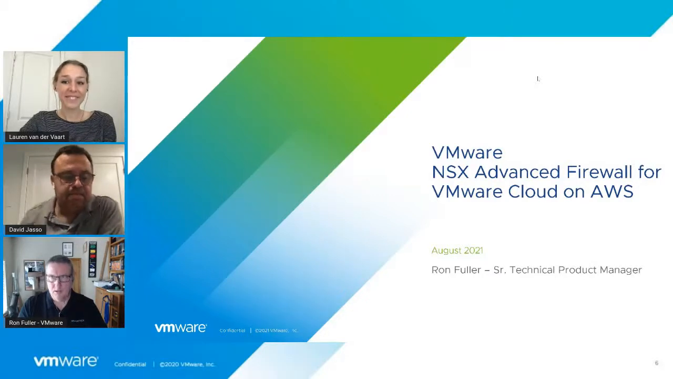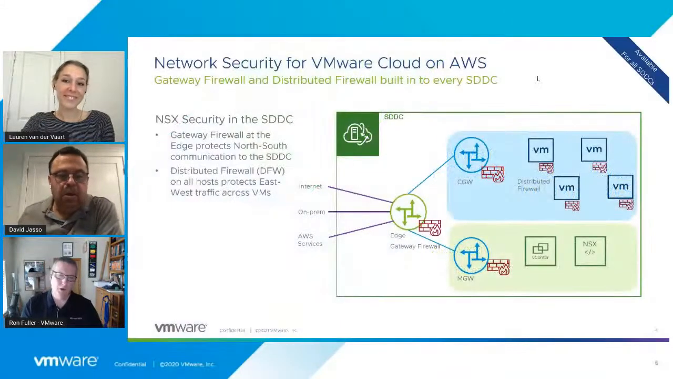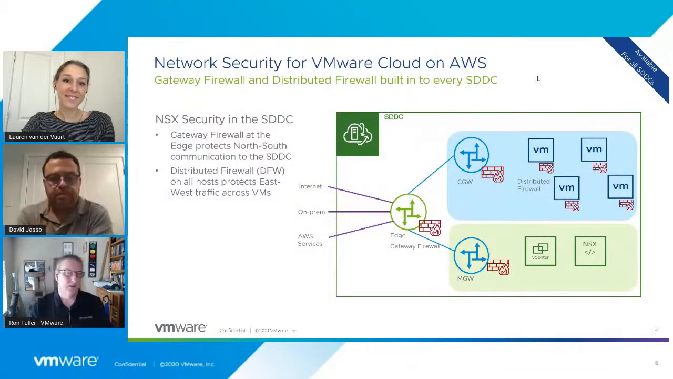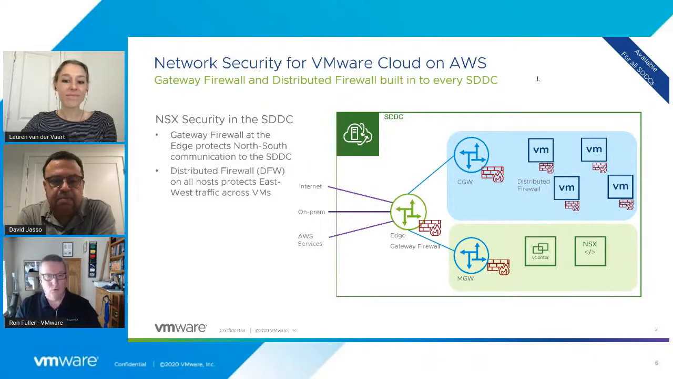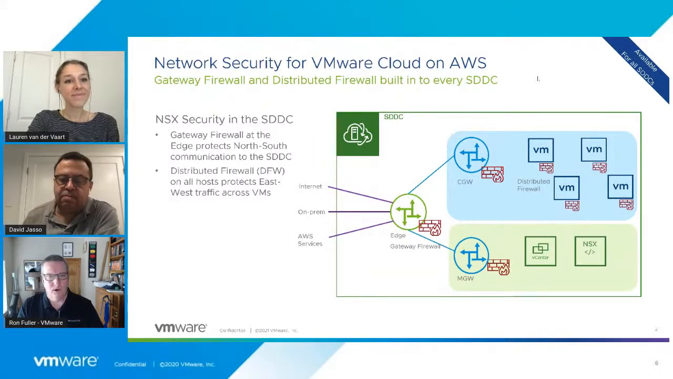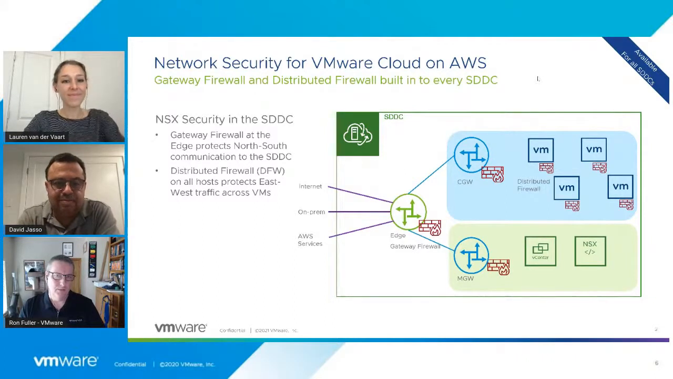So let's dive right in. From a super high level perspective, inside of VMware Cloud on AWS, we already provide two security mechanisms for customers. We have what we call the edge firewall, which sits at the perimeter of the software-defined data center and provides north-south firewalling for anything that comes into or leaves the software-defined data center. Additionally, we have the distributed firewall, which sits inside the software-defined data center and allows us to protect workloads from an east-west perspective.